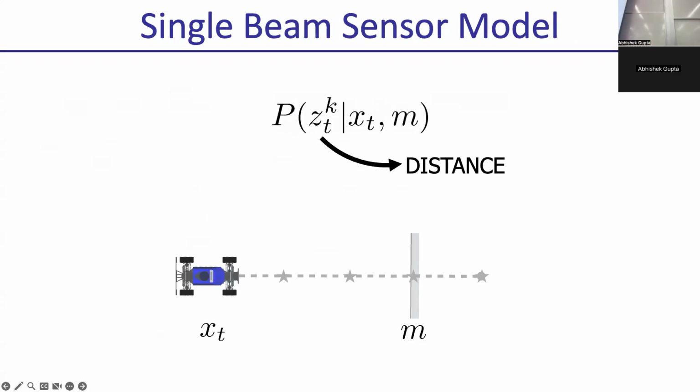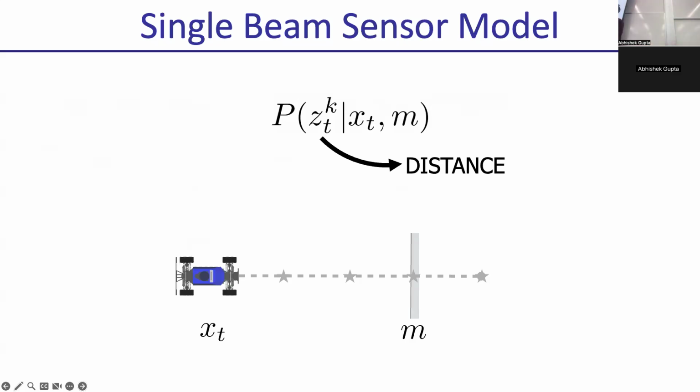Okay. So in the single beam sensor model, our measurement is going to be a distance. We're going to measure time of flight. We're going to take the speed of light and time, and we're going to compute distance, right? And so our measurement ZT is going to be a distance, and we're going to try and build a model of what the distance is going to be, conditioned on XT, which is your state of the world, and the map, right?